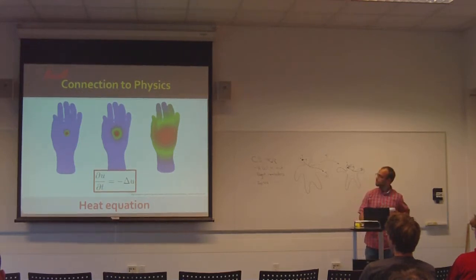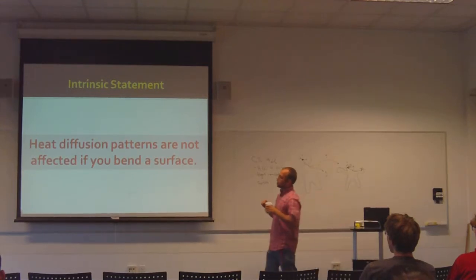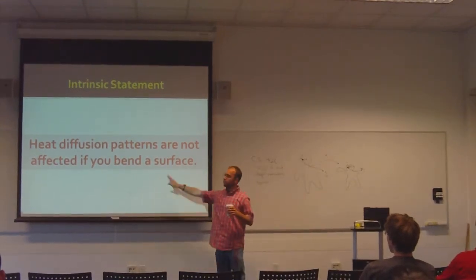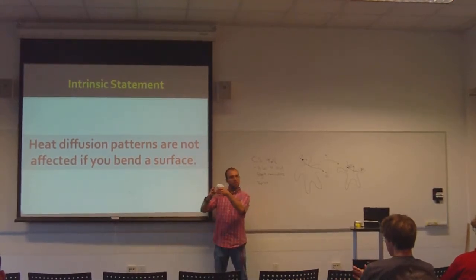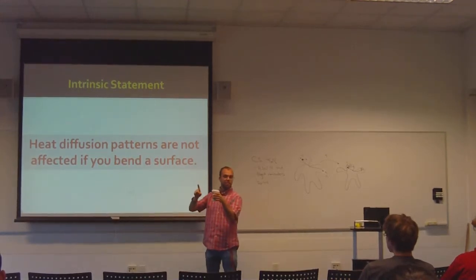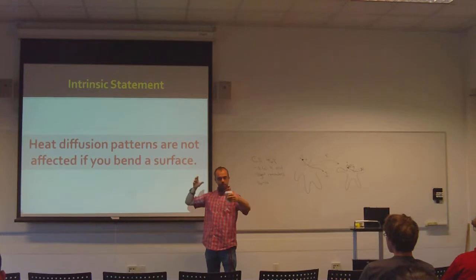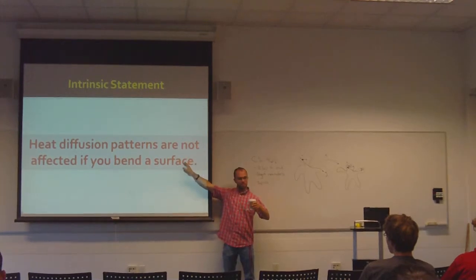So an intrinsic statement about heat flow would say that heat diffusion isn't affected if I bend a surface. Namely, if I take an initial distribution of heat on a sheet of metal, and then I bend the metal without stretching it, and then I take these two, the first one and the second one, and diffuse the heat at the same time, you'll see the same pattern on both surfaces.